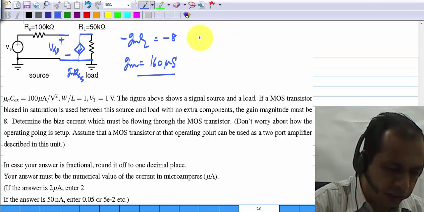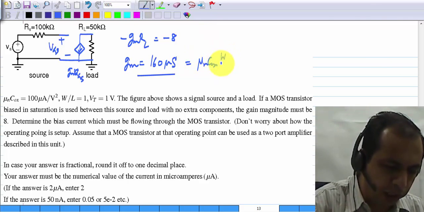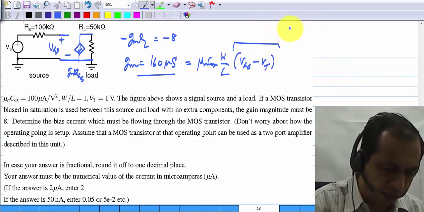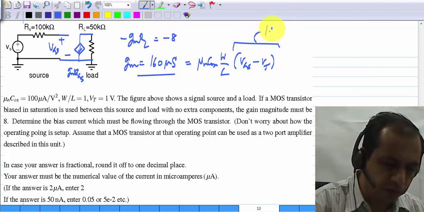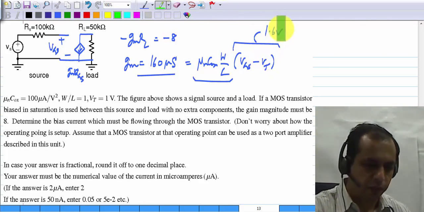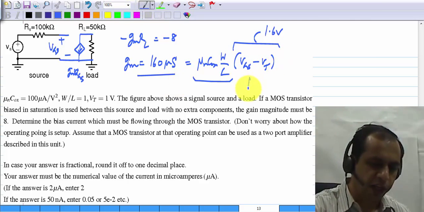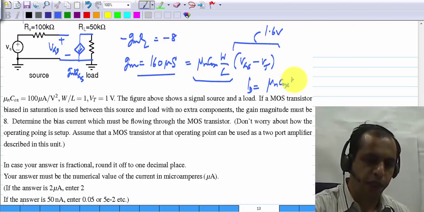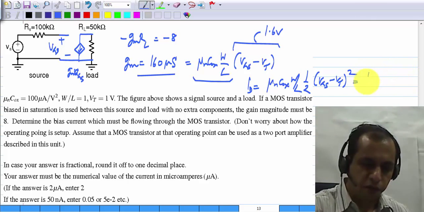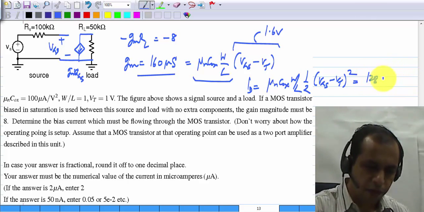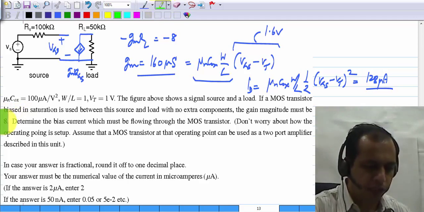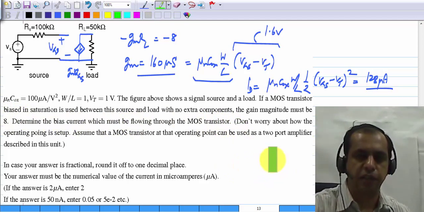Now in saturation, this is equal to mu n Cox W by L times VGS minus VT, and from this you find that VGS minus VT is 1.6 volts because this part is 100 microamperes per volt squared. Because VGS minus VT is 1.6 volts, the saturation region current ID, which is mu n Cox W by L times 1/2 VGS minus VT squared, will come out to be 128 microamperes. So that's the question that is asked. Determine the bias current which must be flowing through the MOS transistor. And the answer is 128 microamperes.